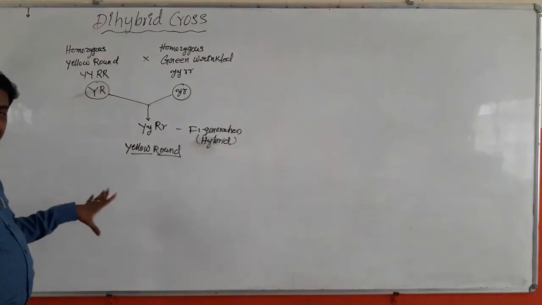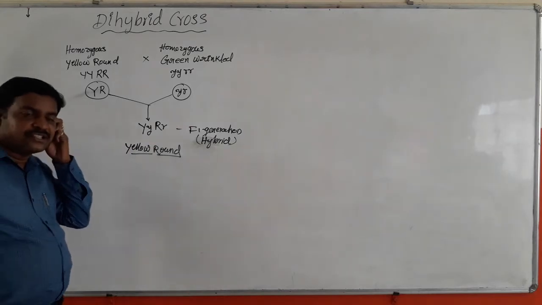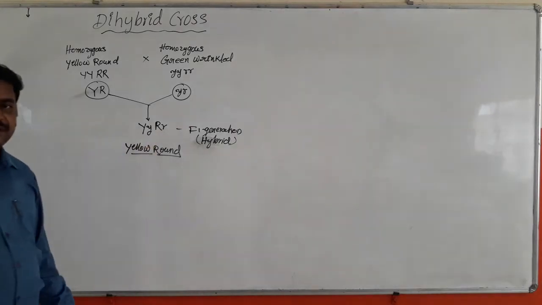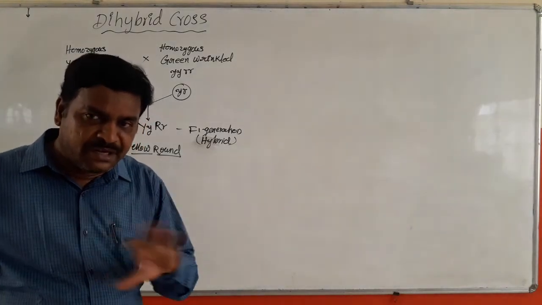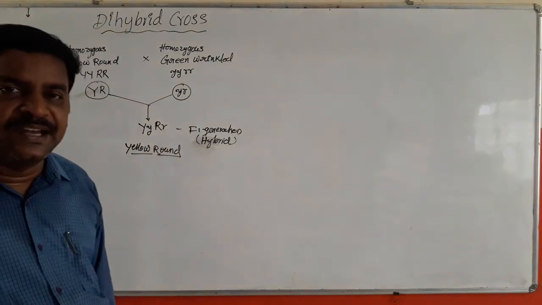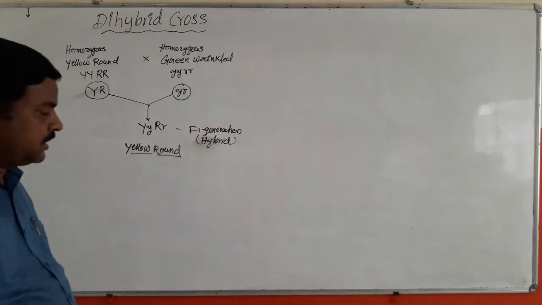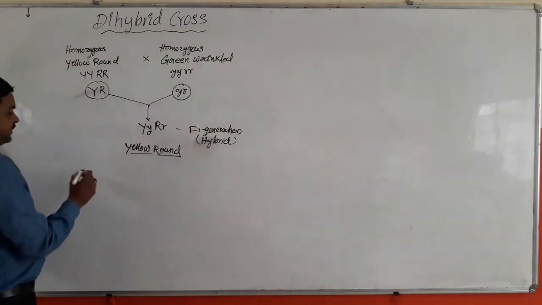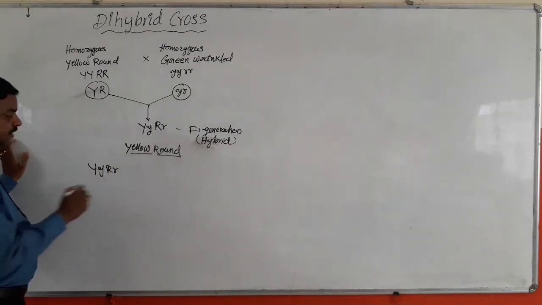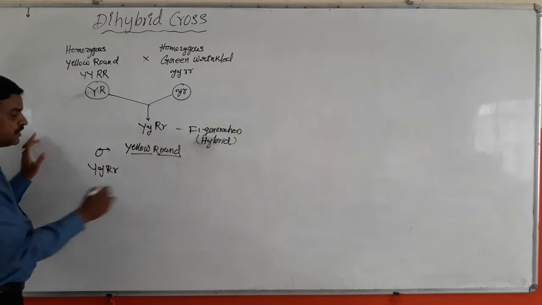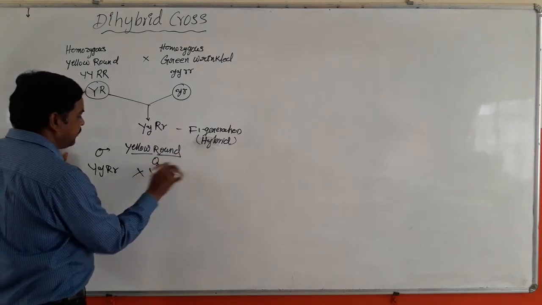Okay, students, now coming to selfing. Mendel also selfed the F1 hybrids to obtain the F2 progeny, and also explained the combination of these gametes, and the genotypic and phenotypic ratios in the F2 progeny. For example, this is one plant, capital Y small y, capital R small r. This is considered as male. Similarly, capital Y small y, capital R small r, considered as female.